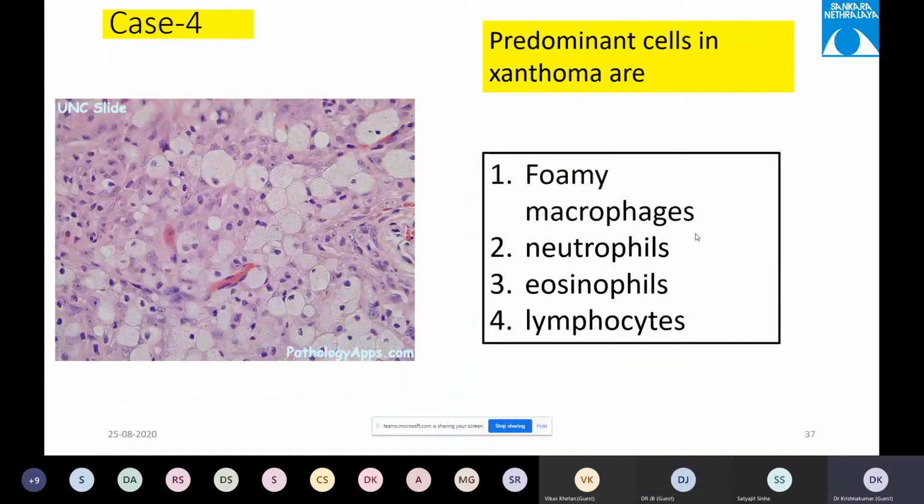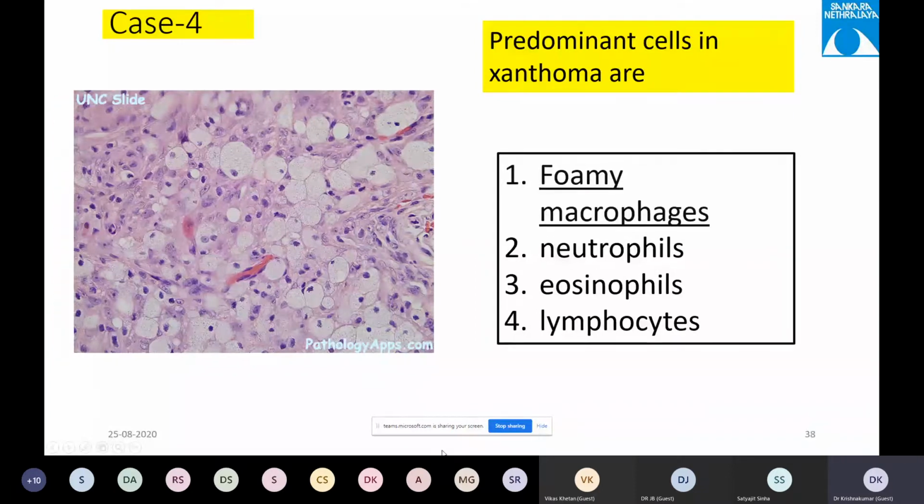What are these cells? These cells are predominantly seen in xanthomas. What are these? Are they foamy macrophages, neutrophils, eosinophils or lymphocytes? The answer is these are foamy macrophages. The histiocytes are filled with lipid material, so they appear foamy. This is commonly seen in xanthomas.